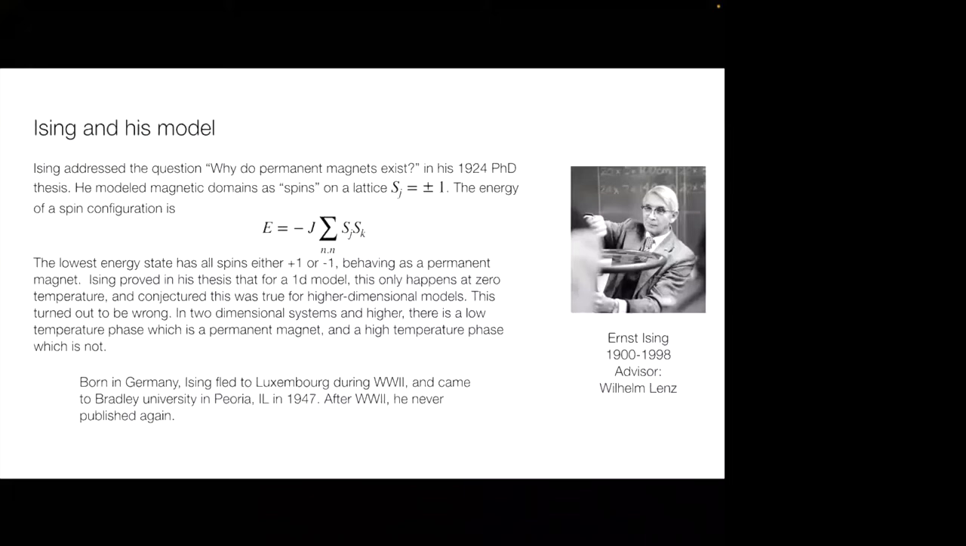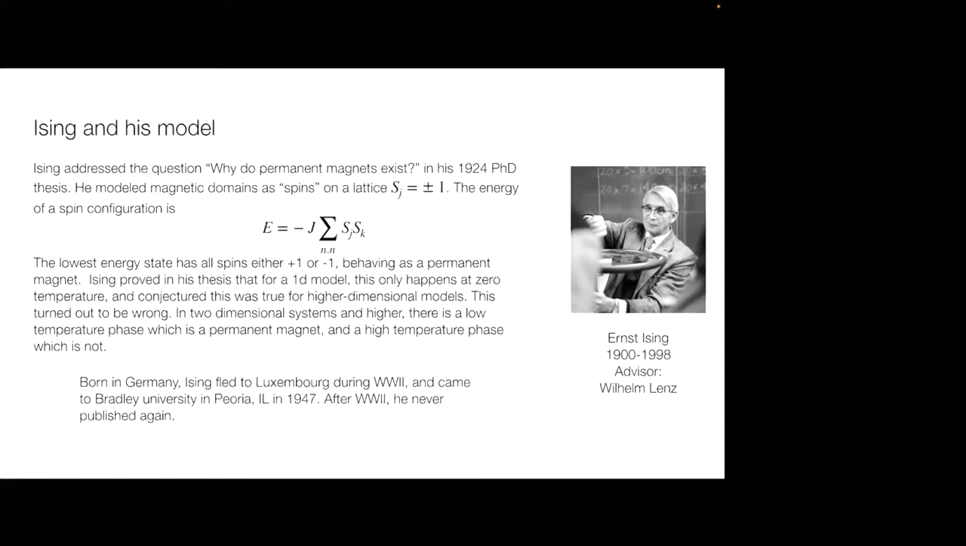for modern physics, and in particular two ideas in physics called critical universality and duality. And I will explain what those are as we go. So where I'm starting is in 1924, a man by the name of Ernst Ising, a German Jew, and he asked the question, why do permanent magnets exist?